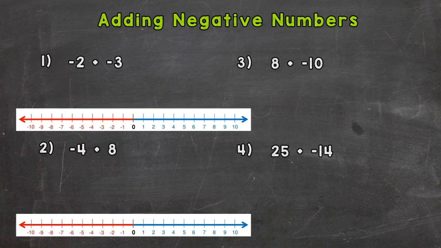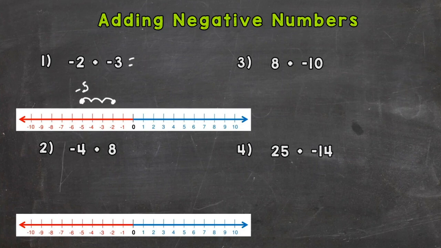For number 1, we have -2 plus -3. And I have that number line below to help us visualize and see exactly what this problem means when we're working with negative numbers. So we start at -2 right here, and we're going to add a -3. So we need to go to the left because we're adding a negative number. So 1, 2, 3, and we end here at -5.